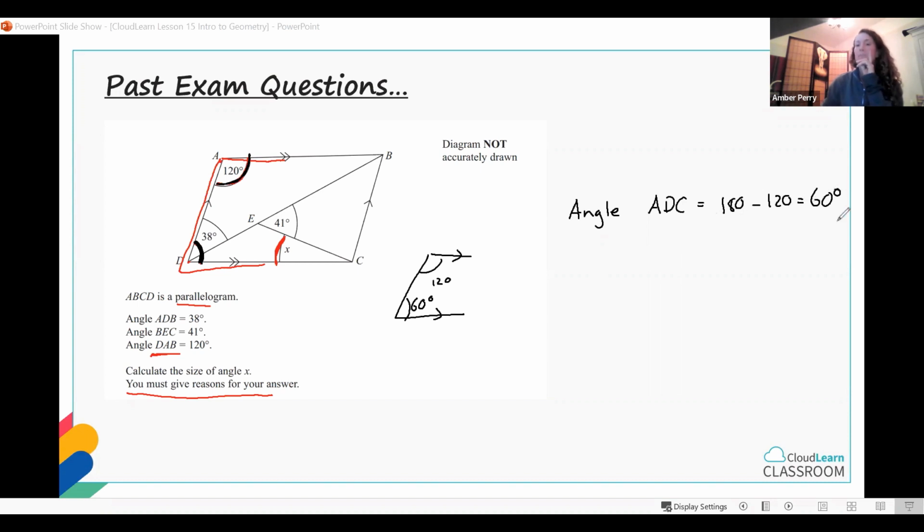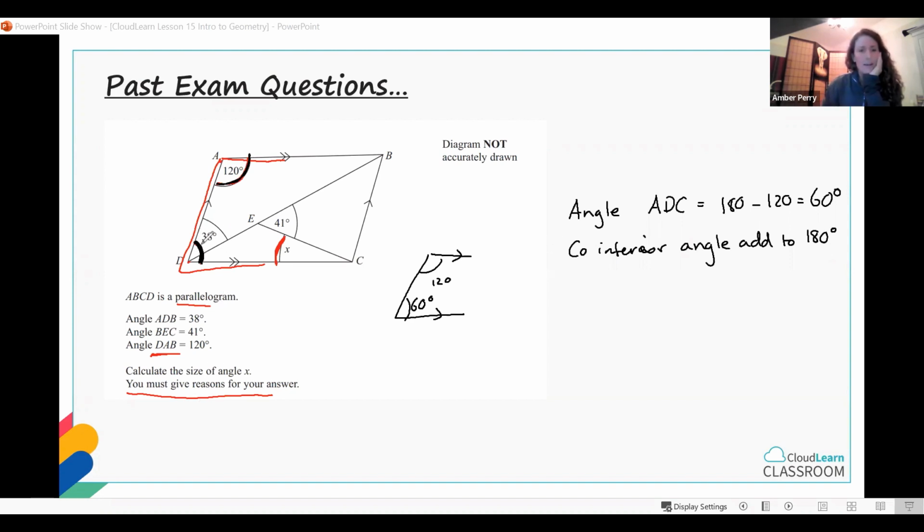Okay, so that would get me 1 mark. And then the second mark would come from writing down co-interior angles add to 180. So you want to write that sentence down as well. Okay, so in your exam, this question would be probably worth 5 marks. In fact, 5 marks this question in a past paper. So your first 2 marks here: 60, co-interior angles add up to 180. There you go.